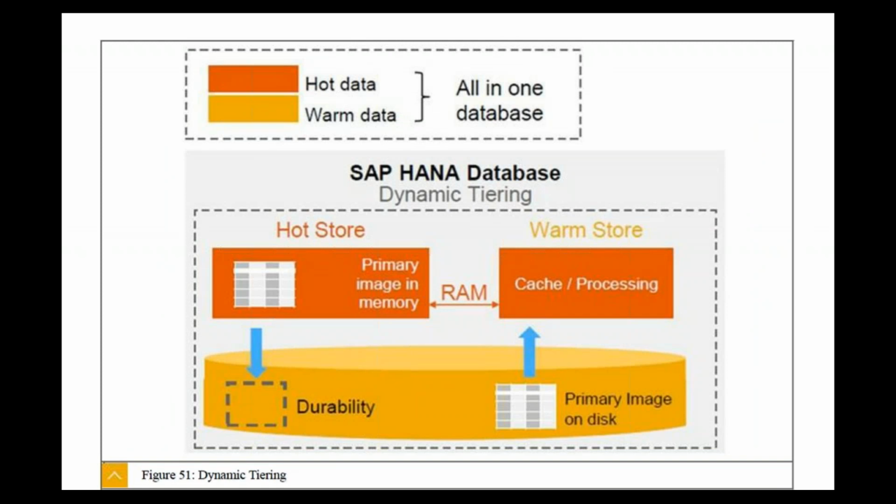Now we have hot data and warm data all in one database. So we have hot data and we have warm data. In the hot store, we have the primary image in memory. So the in-memory image is what we are storing here, in the hot store. And in the warm store, we have cache memory. It is stored in cache memory and processor. We have durability here and the primary image on the disk.